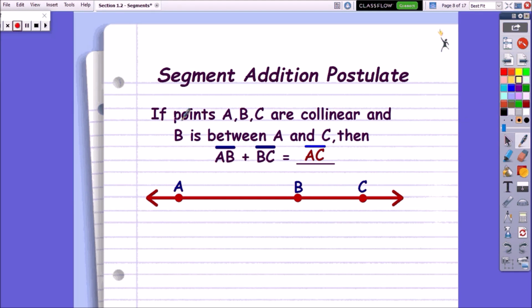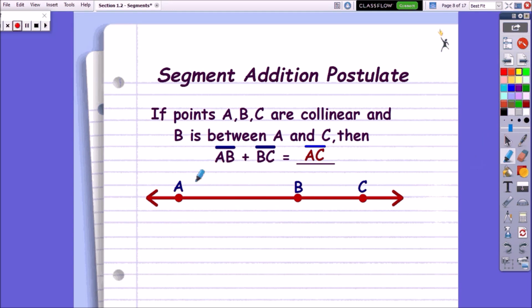Okay? So if points A, B, and C are collinear, so again, notice I got 3 points. They appear to be on a straight line, so we can do that there. And B is between A and C. Now, notice I didn't say that it's directly in between A and C. So it doesn't matter where B is. B could be directly in between A and C, but notice I've got B more towards C than I do A. All right? So it doesn't matter. As long as B is somewhere in between A and C, it doesn't matter where it goes.